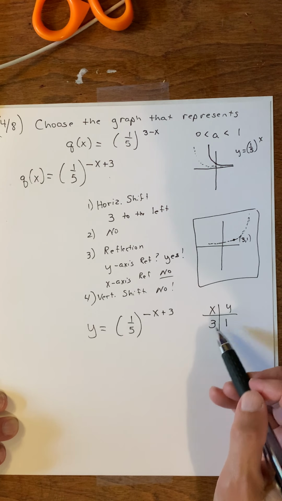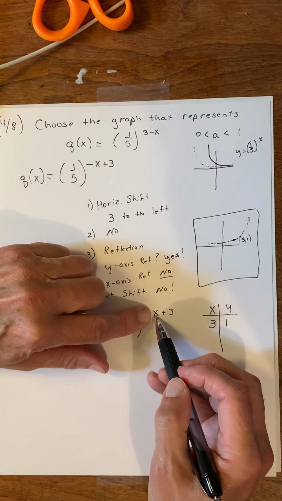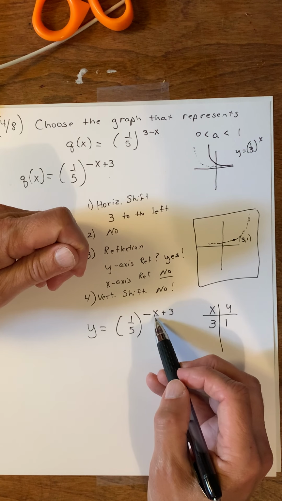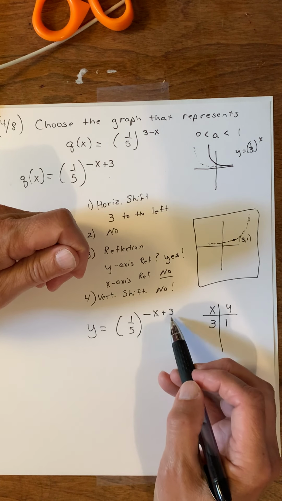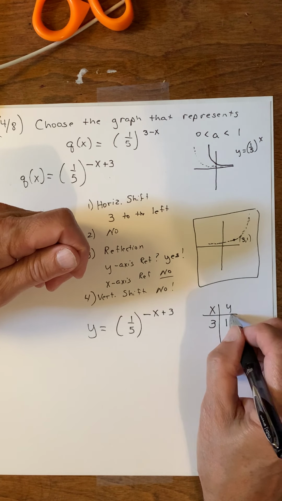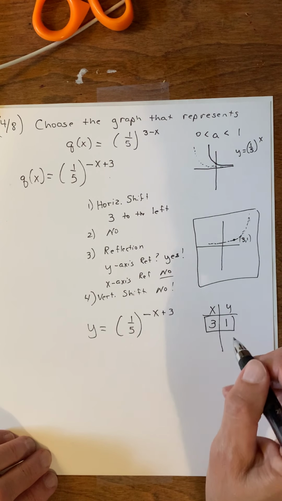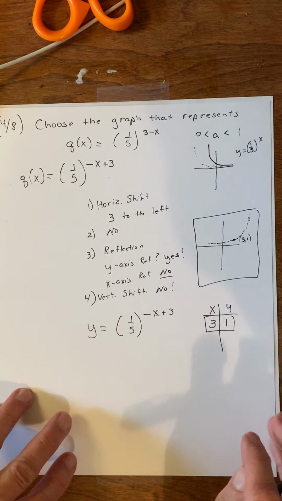Why isn't that -3, 1? Hey, I picked 3 for my x. 3 is my x. The negative of that, -3. -3 plus 3 is 0. 1/5 to the 0 power is 1. So you're looking for the graph that has this general shape and this exact point.